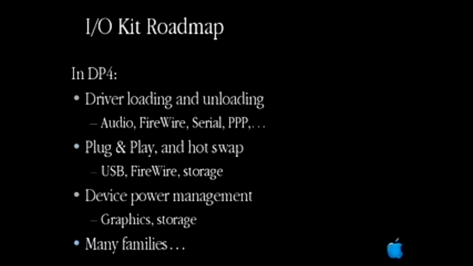Okay, so that was really the high-level overview of how IOKit is put together. Now I want to give you a roadmap of where we're going and show you what other sessions are going to be of interest to you. So in DP4, we have driver loading and unloading, and that's available for a number of families. Actually, it's available for any family you can write a driver for. Plug and play and hot swap are there now and implemented for USB, FireWire, and storage, and we'll be making it available a little bit more widely, but it really depends on the semantics of the family.